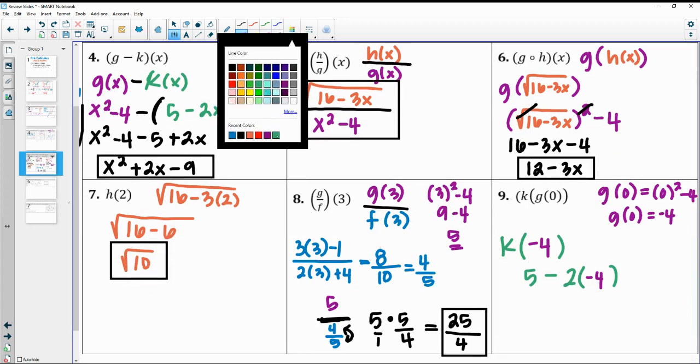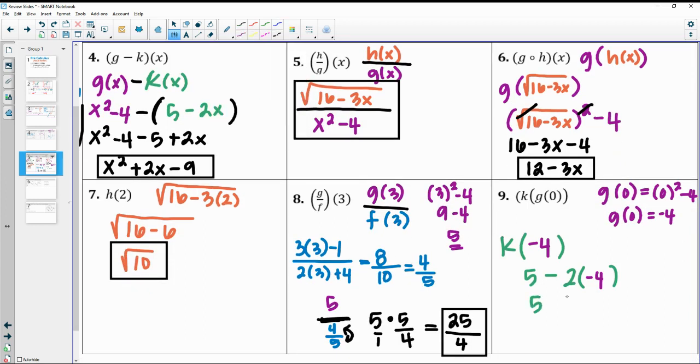So then we end up with 5 plus 8. So we get 13 for that one.